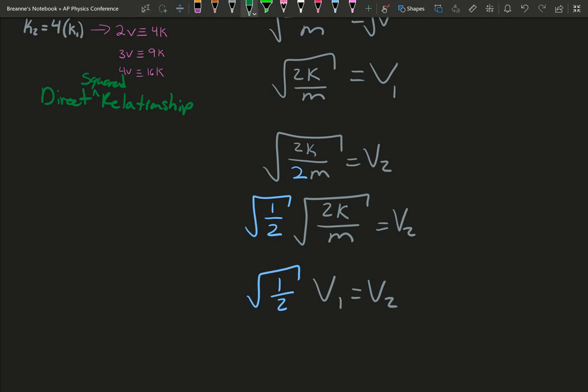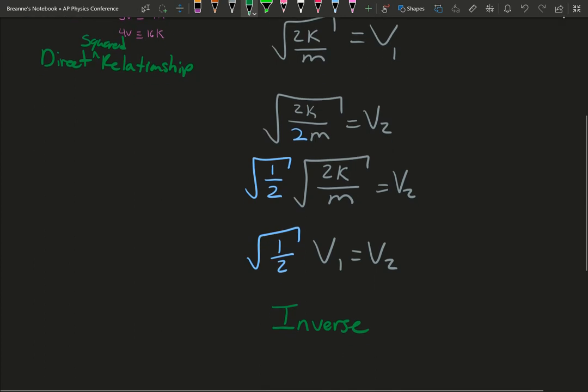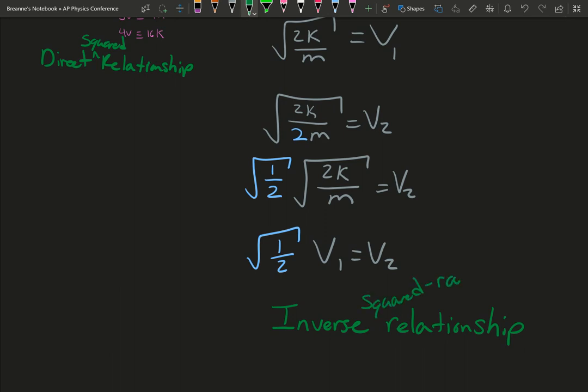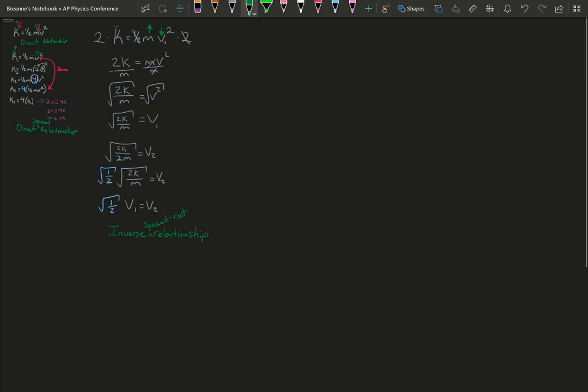So that becomes an inverse. The reason it's inverse is because we multiplied by 2 and we got 1/2. The inverse of 2 is 1/2. So it's an inverse relationship. But since there's that square root there, it's an inverse square root relationship. So those are all the relationships we can pull out of the equation.